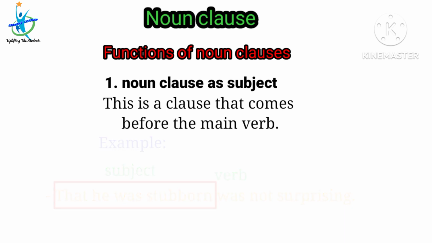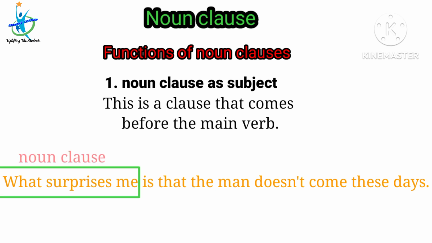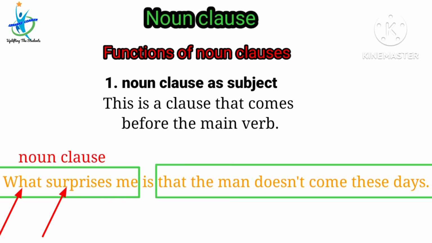Let's look at the next example. What surprises me is that the man doesn't come these days. So what surprises me is the noun clause, because we have what, the subject, and surprises, the verb. And then we also have another noun clause, that the man doesn't come these days. This is another clause, because we have the man, the subject, and doesn't come, the verb phrase. Therefore it is a noun clause.